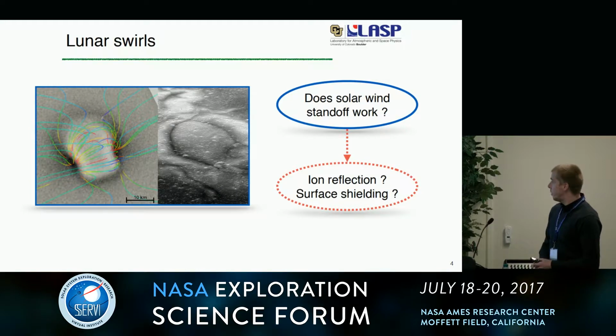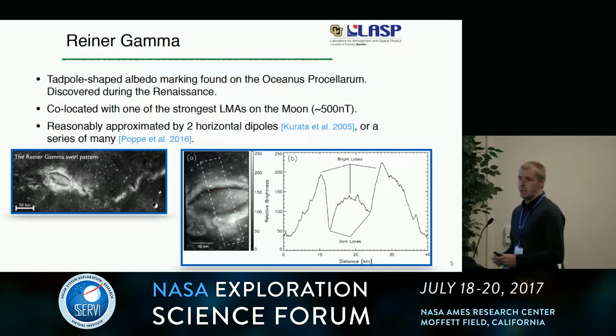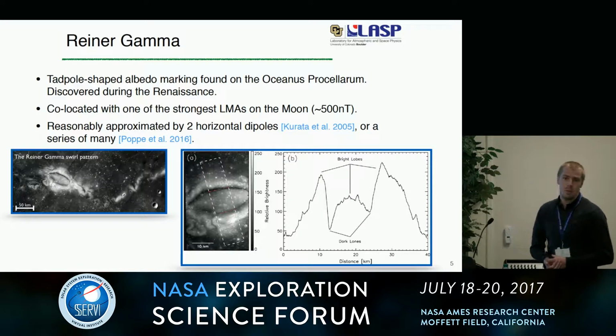As I mentioned before, if I want this to work, I need to get both the surface shielding part right as well as the ion reflection. The one I'm focused on today is Reiner Gamma, which is a small one, but a famous one. It's collocated with an LMA which is, at least for our current estimates, around 500 nanoteslas.